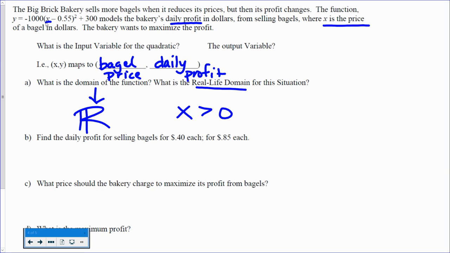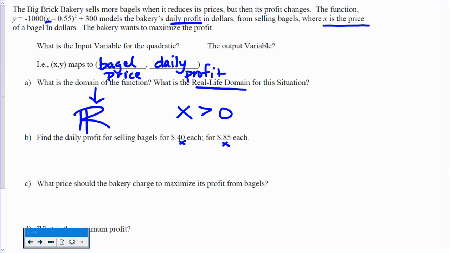All right. So for part B, I want you to find the daily profit. So the daily profit would be the output, so that's Y, for selling bagels for 40 cents each and for 85 cents each. So each of these would be a bagel price, so those are your input variables. You're going to find out if you charge 40 cents, what do they make? And if they charge 85 cents, what do they make?